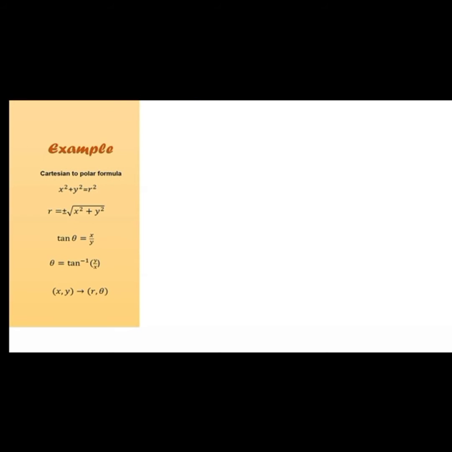The conversion from Cartesian coordinates is as follows: x squared plus y squared equals r squared, where r is the distance from P to the origin. Solving, r is equal to the square root of x squared plus y squared. To find the angle, it is the inverse tangent of y over x.